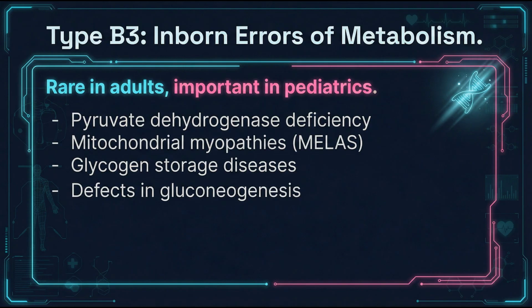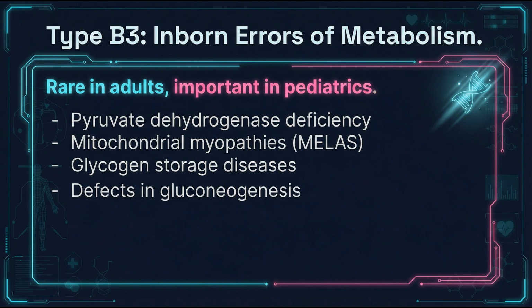Type B3 refers to inborn errors of metabolism. These are rare, typically presenting in the pediatric population. They include mitochondrial myopathies, glycogen storage diseases, and pyruvate dehydrogenase deficiency.